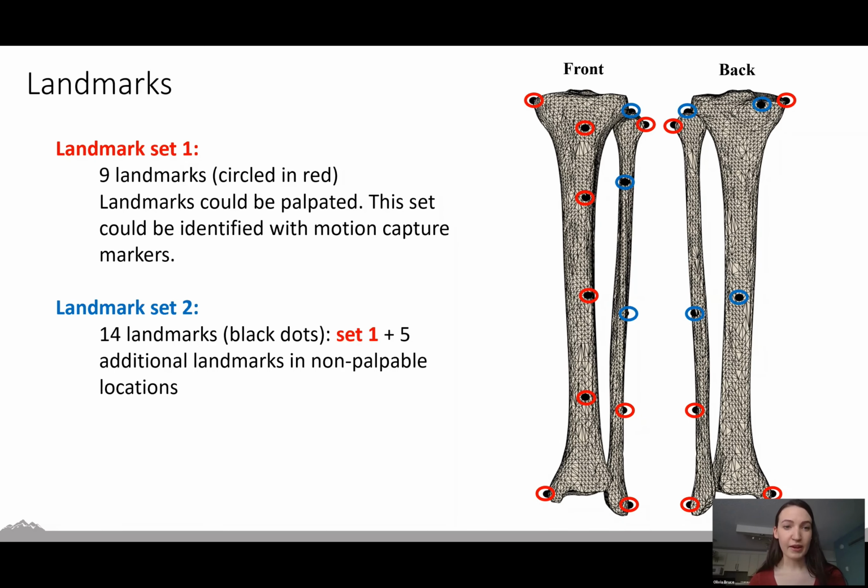The second landmark set included 14 landmarks. So I used all 9 landmarks from set 1, plus an additional 5 landmarks that were in non-palpable locations. So I couldn't use motion capture markers to identify them, but maybe they could be identified using less intensive imaging techniques. And I thought that these locations circled in blue would give me more information about the shape that might increase accuracy of my reconstructions.